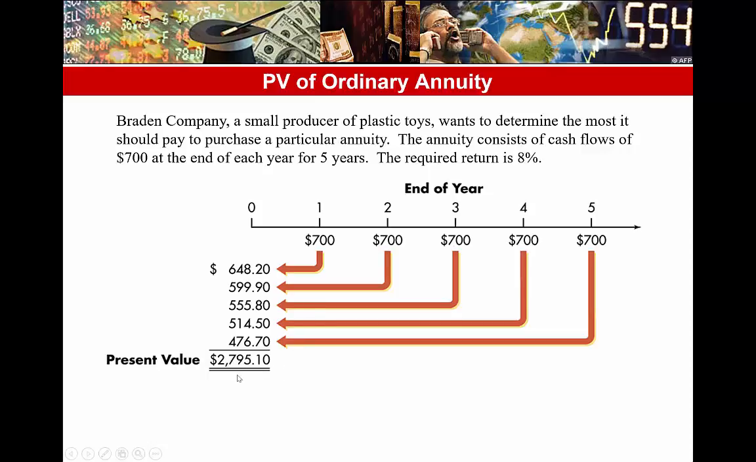So if, for instance, the company paid $3,000 for this stream of cash flows, it would be buying $2,795.10 at a value of $3,000. Obviously, that would not be rational. So the present value of this stream of cash flows is then equal to $2,795.10 as of time 0.